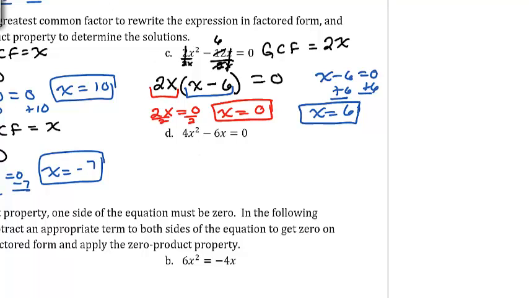In the next example, we have 4x squared minus 6x equals 0. We need to find our GCF.